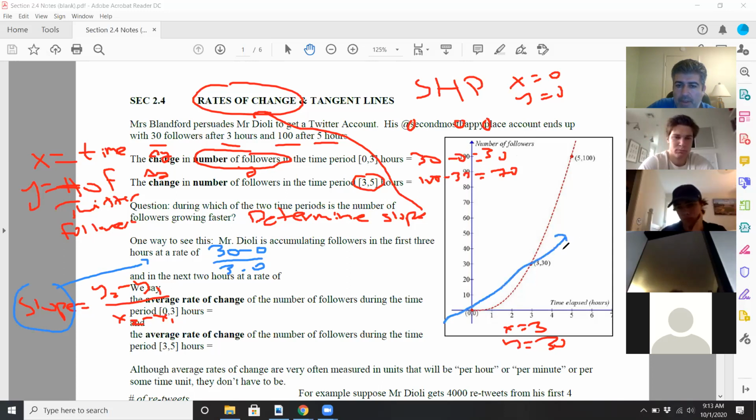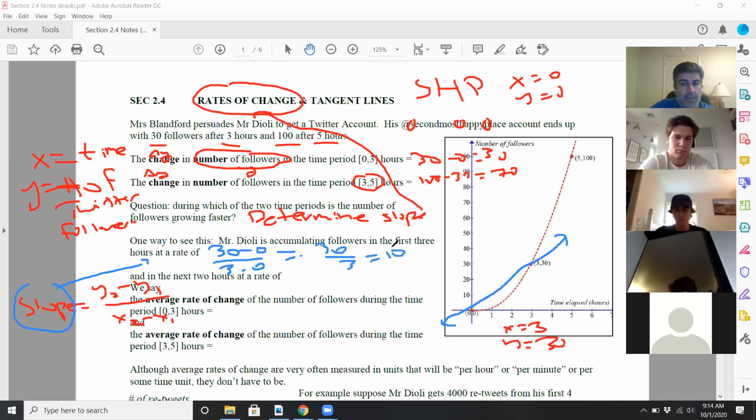Kind of a crappy looking line. I'm trying to find the slope of that line. Well, how far did I rise? 30. How far did I run? 3. Or just more mechanically, 30 minus 0 over 3 minus 0, y2 minus y1 over x2 minus x1. 30 over 3 is 10.